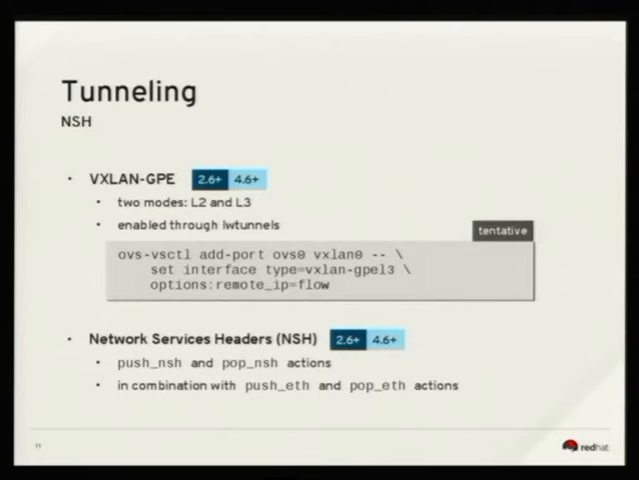And NSH will likely be implemented as two new actions, push NSH and pop NSH, which will then push and pop the NSH header. More actions will be needed to actually support setting the payload of NSH and matching on that. This is not yet clear how this will look. There are no patches that do that yet. Again, something to be implemented. It's quite likely that first there will be some limited support of NSH and it will be extended in some later version of OVS. This will be combined with those push ETH and pop ETH actions to support all those sorts of combinations of NSH and Ethernet headers.